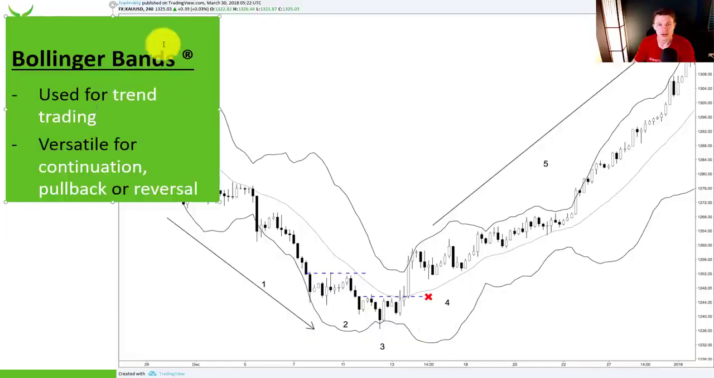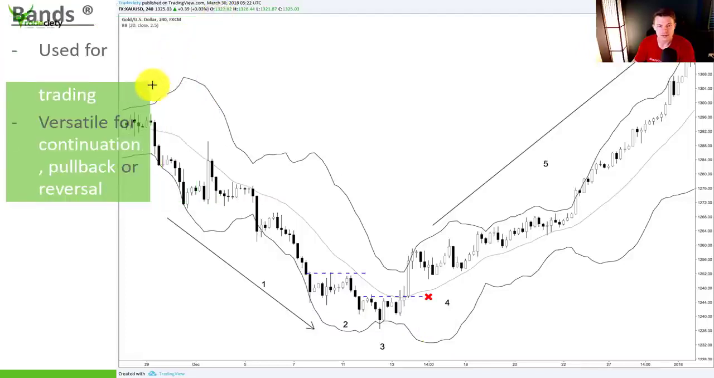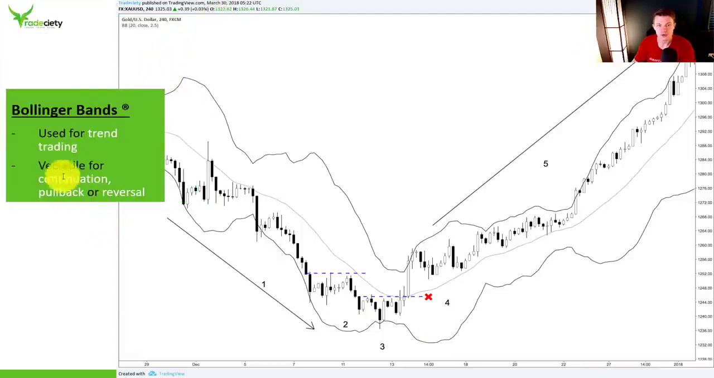Bollinger Bands are one of my absolute favorites. They are used for trend trading, but they can also be used for continuations, pullbacks or reversals. And I plotted the 2.5 standard deviations here on the chart. Generally speaking, and by default, you use the 2.0 standard deviation, but I like to increase it to just have a little bit more meaningful signals. What happens in a healthy trend is that the market moves between the middle line, which is the 20-period moving average, and the outer Bollinger Bands. And it's usually moving very close to the outer Bollinger Bands.